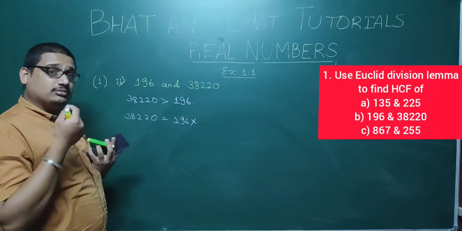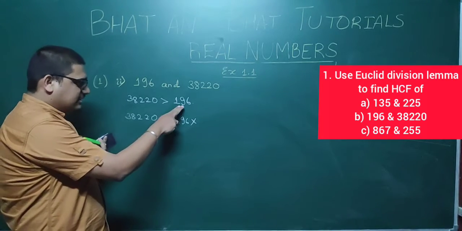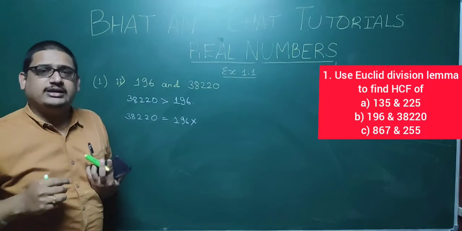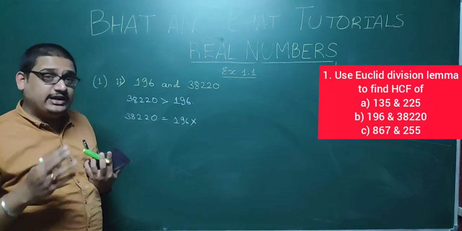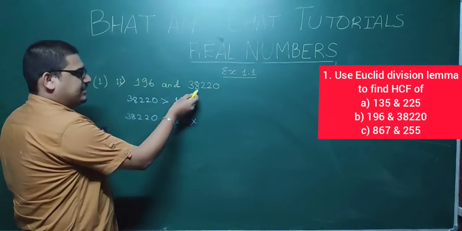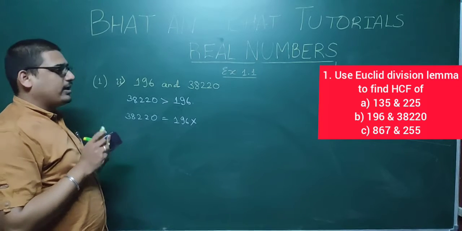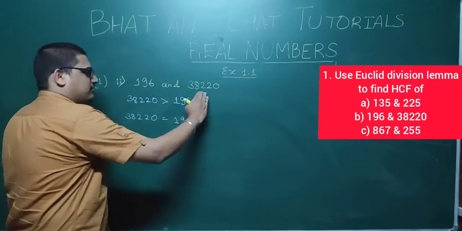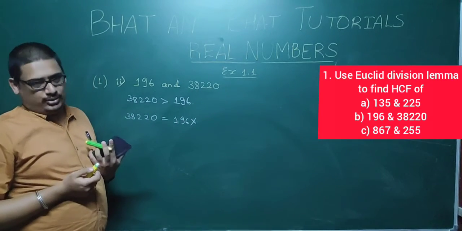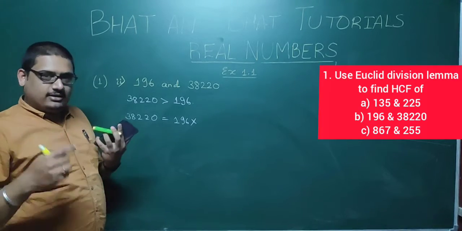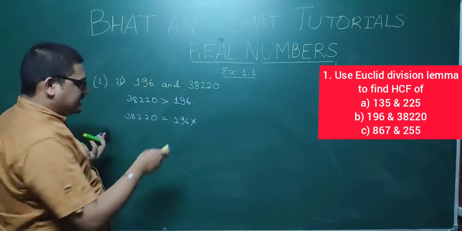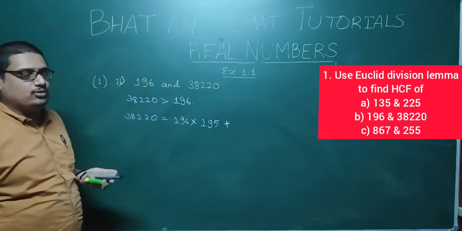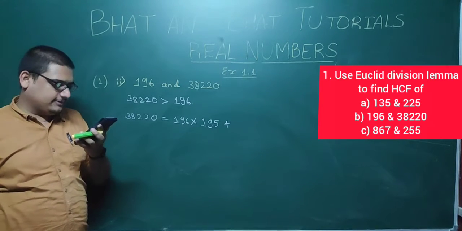So how do I try to find out what should be my quotient? You try converting 196 into 200, as I said earlier. 200 into 20 times becomes how much? 40,000, which is a little bigger than this. Therefore, 196 into somewhere around 200 times gives me near to this value. So I should do it by trial and error only. In this case you have to do trial and error and find out. It comes to 196 into 195 times. You guys can try it out.